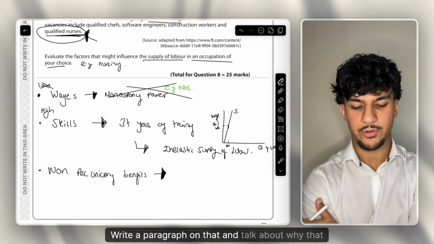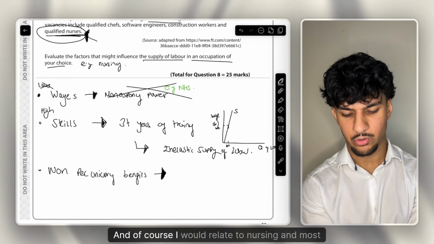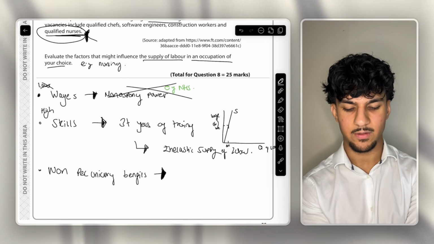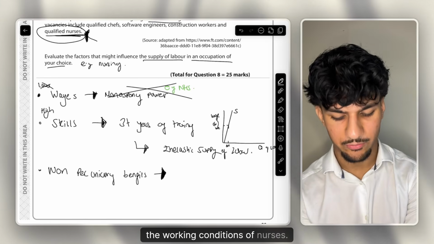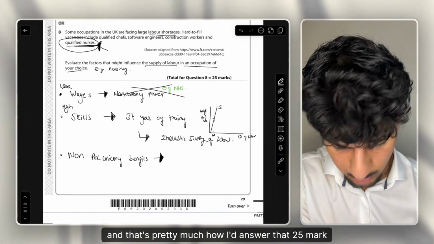Write a paragraph on that and talk about how that would affect the supply of labour. And then, of course, I would relate it to nursing, and most of those are going to be very bad for nursing, since the NHS is not the best with the working conditions of nurses. But yeah, that's pretty much how I'd answer that 25-mark question.